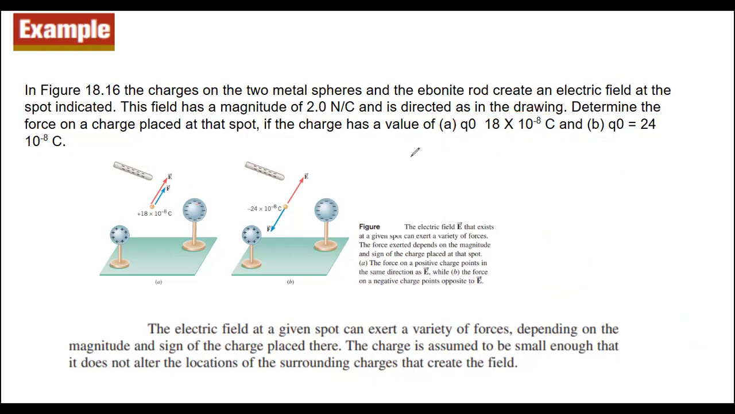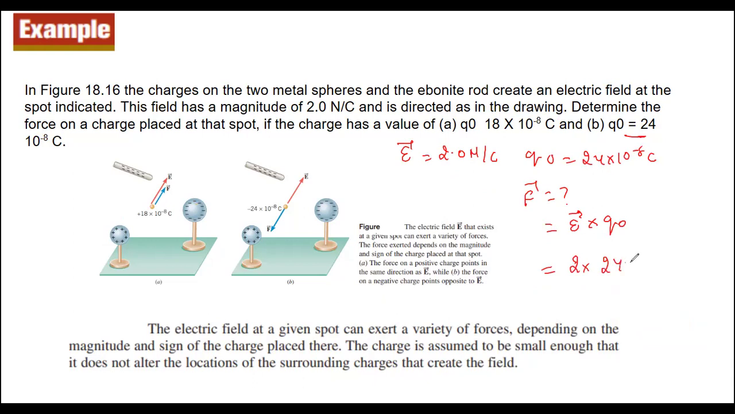Let's see. Again, let's write what is given to us. Electric field is given to us. Q naught value is given to us, 24 into 10 to the power minus 8 coulombs, and F is something we are looking for. So last time we saw the formula comes out to be E times Q naught. E is 2 and Q naught is 24 into 10 to the power minus 8. So we have 48 into 10 to the power minus 8 newtons as my answer. Forces in newtons.